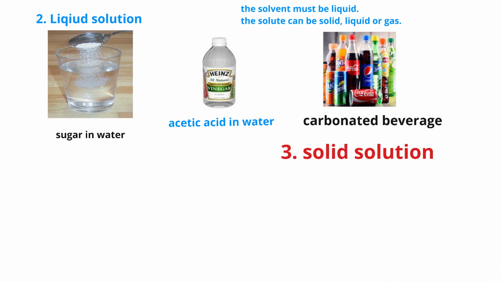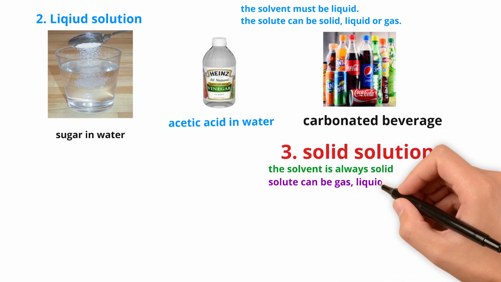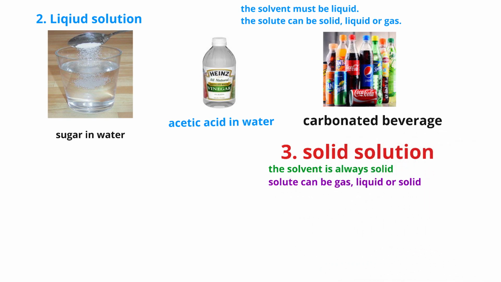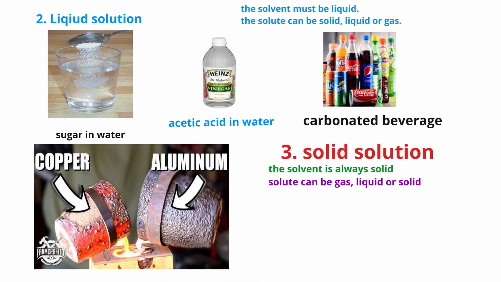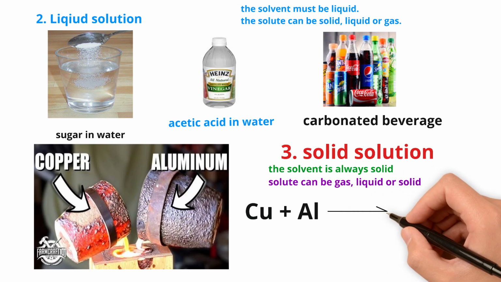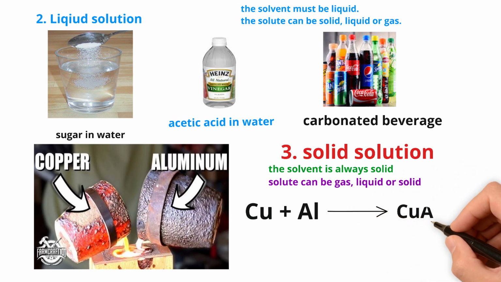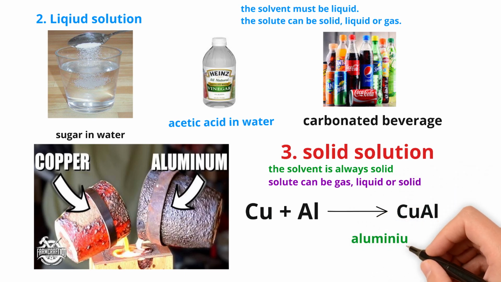Now the third type of solution is solid solution. In solid solution, the solvent is always solid, but the solute can be gas, liquid, or solid. For example, when we melt both copper and aluminum around 1000 degrees temperature, they melt and mix together to form a solution. This solution we call aluminum bronze.